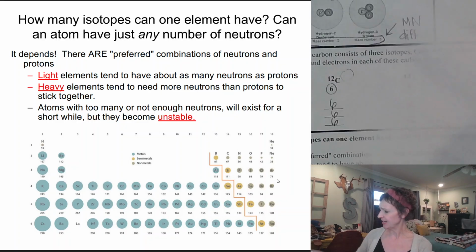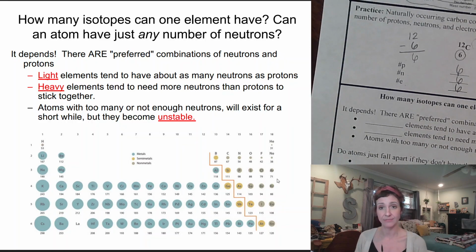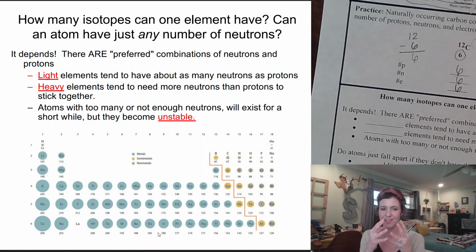Okay, so looking now, it says, how many isotopes can one element have? Can an atom just have any number of neutrons? Like, can I have carbon 45 or carbon 47 or carbon 2? Well, it depends. There are preferred combinations of neutrons and protons, though. The reason is that as you get further down on the periodic table, stuff gets real big and real clunky, and you want the stuff in the nucleus to match each other in a somewhat equivalent ratio.